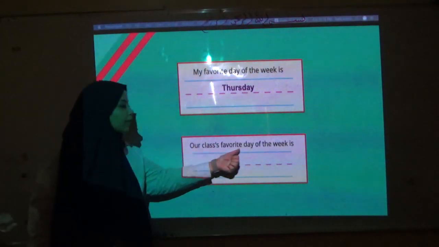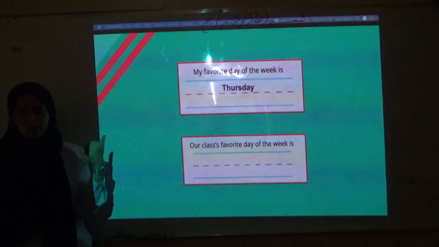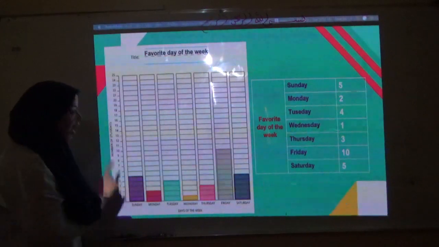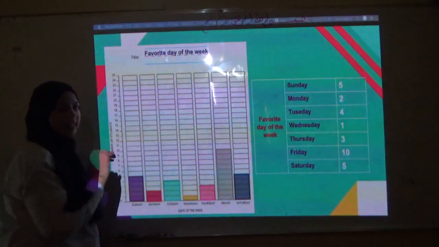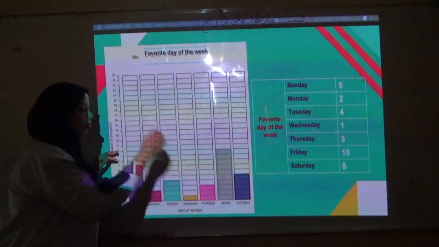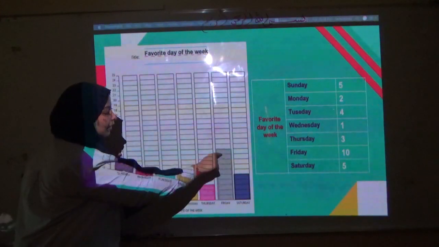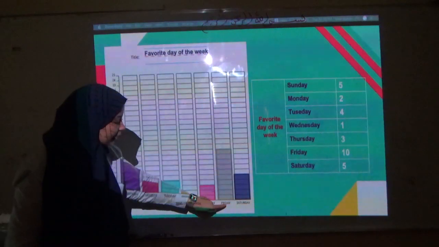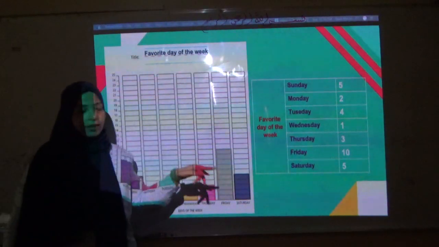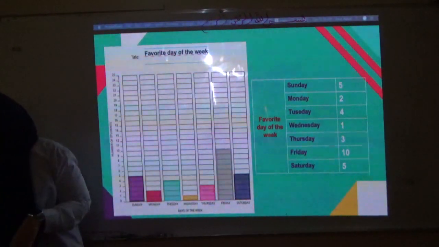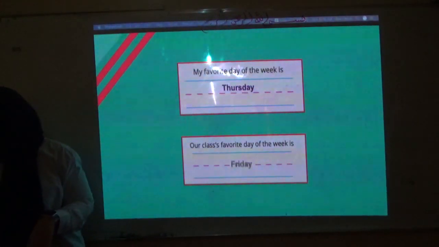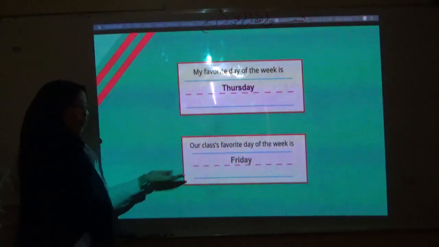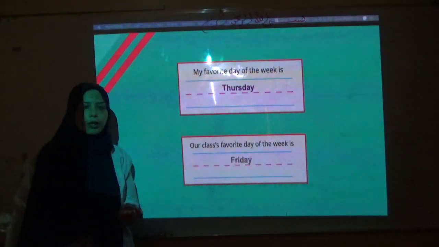For our class favorite day, I have to go back to my chart and see the highest rectangular shape or the highest bar. Here, the gray one is the highest one, right? So this bar and this day represent our class favorite day. So I will go back to my question and write Friday. And I'd like to ask you to write Friday in your textbook.